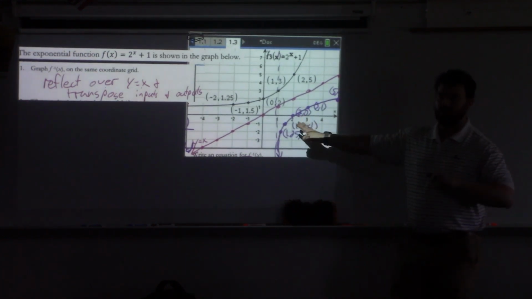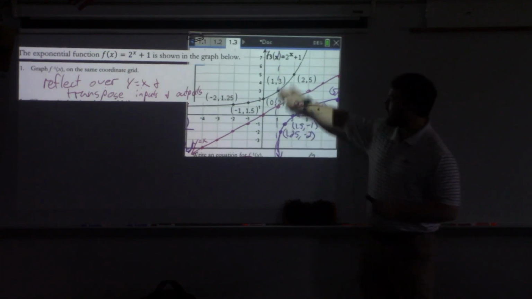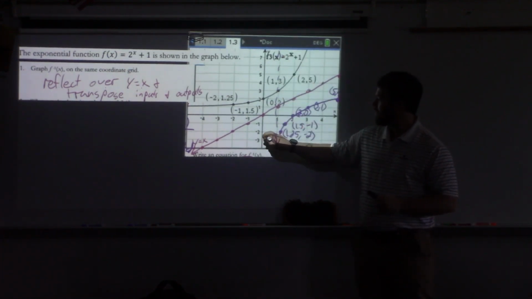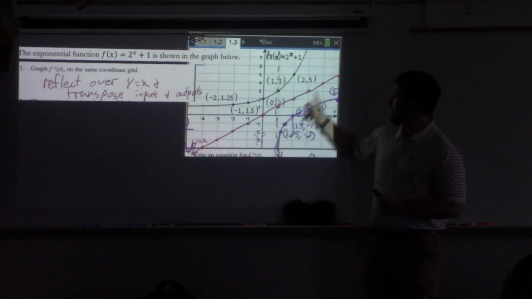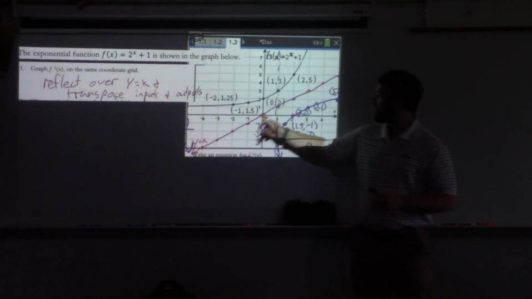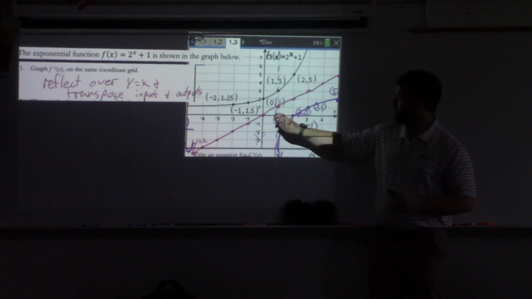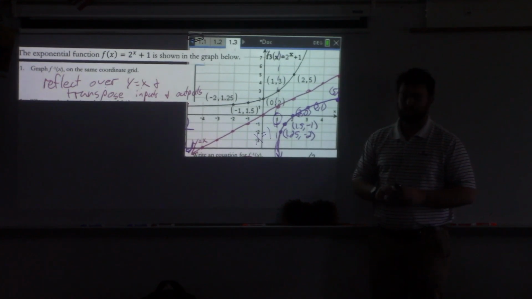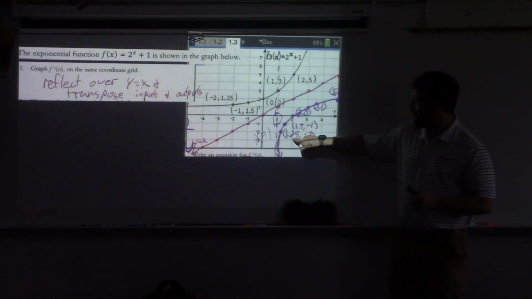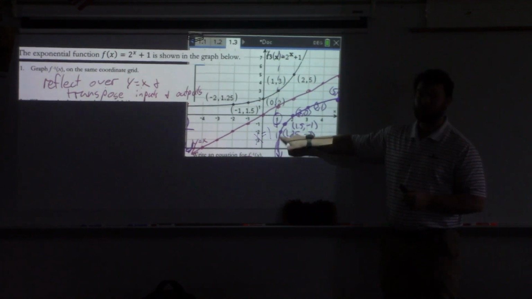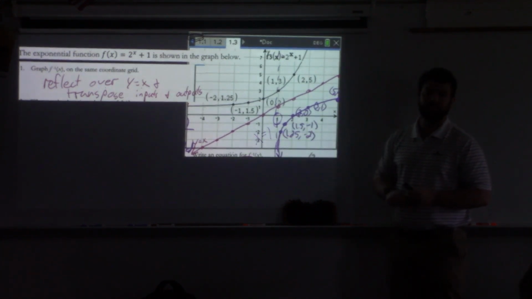But first, let me answer. Let's talk about this. What line is this? X is equal to? Oh, this is y equals x. What number is that? That's x equals 1. Look at your x values, 1.5, 1.25. You see how it's getting closer and closer to that 1 in the x value.